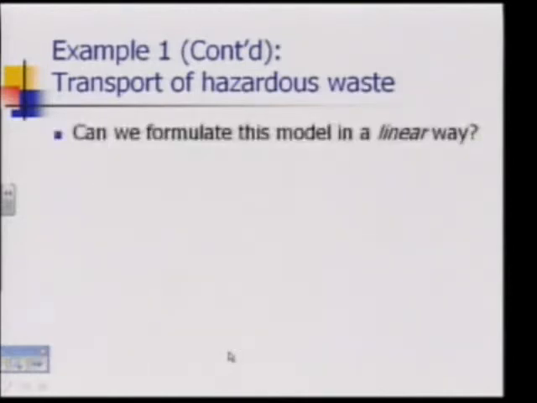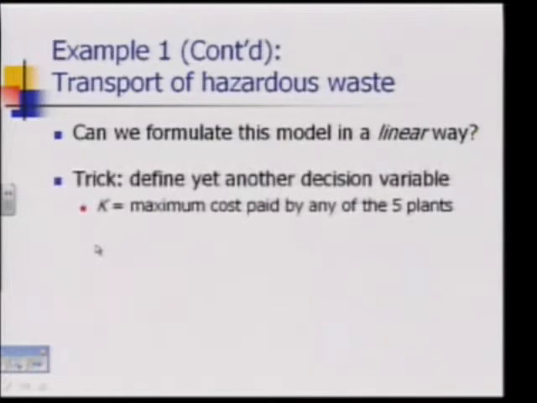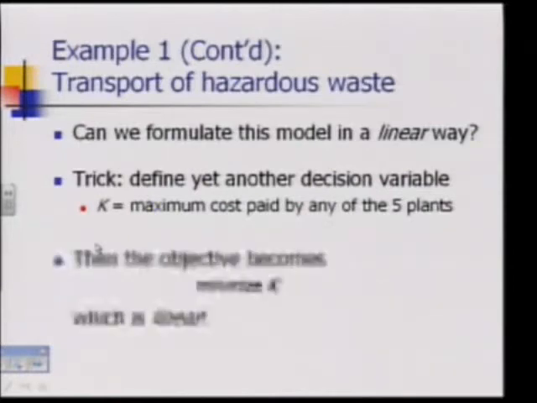So we have to think about whether we can make it a linear one. You can say, wow, it's difficult, but there's a trick: I define a new decision variable, which is just the maximum cost paid by any of these 5 plants. Okay, but still the same problem, and we still don't see how to proceed, right? But this variable we can minimize, and that's linear.